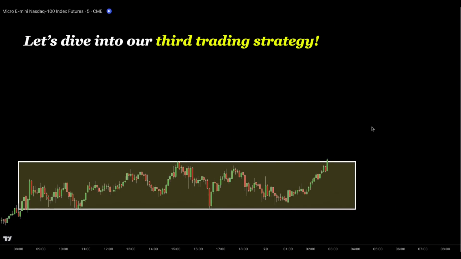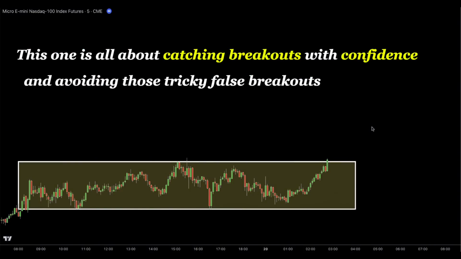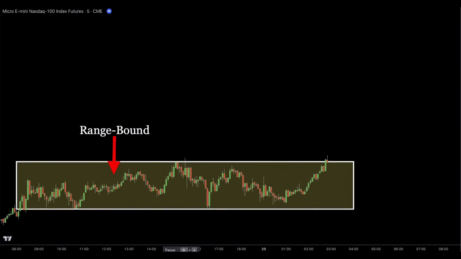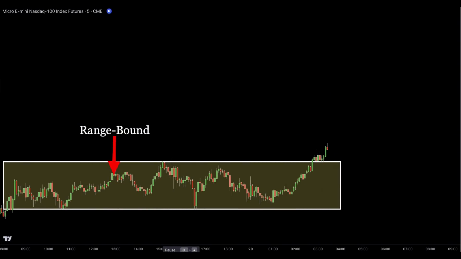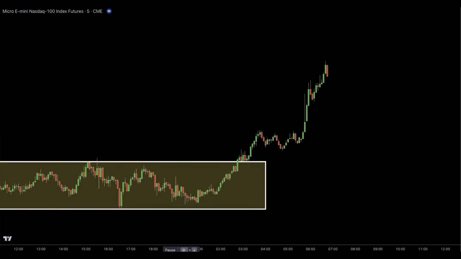Now, let's dive into our third trading strategy. This one is all about catching breakouts with confidence and avoiding those tricky false breakouts. Look at this chart example. The market was ranging sideways, and then a breakout happened, and the price surged upward. If you can spot these breakouts early, you'll find trades with small risk and huge reward potential.